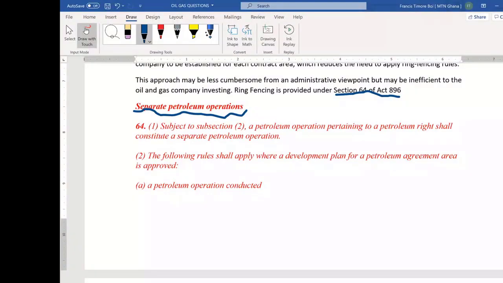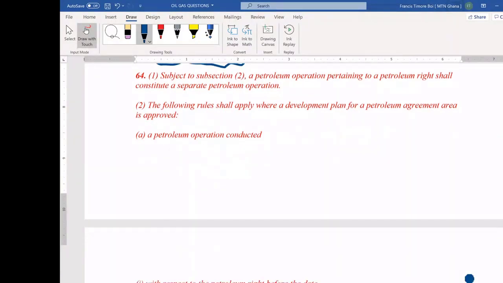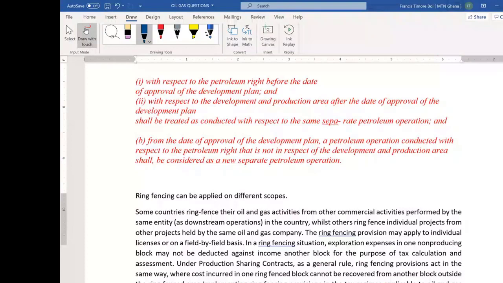Subsection 2. The following rules shall apply where a development plan for a petroleum agreement area is approved. A, a petroleum operation conducted with respect to the petroleum right before the date of approval of the development plan, and with respect to the development and production area after the date of approval of the development plan, shall be treated as conducted with respect to the same separate petroleum operation. And B, from the date of approval of the development plan, a petroleum operation conducted with respect to the petroleum rights that is not in respect of the development and production area shall be considered as a new separate petroleum operation. I hope you can explain this one when it comes in exams.